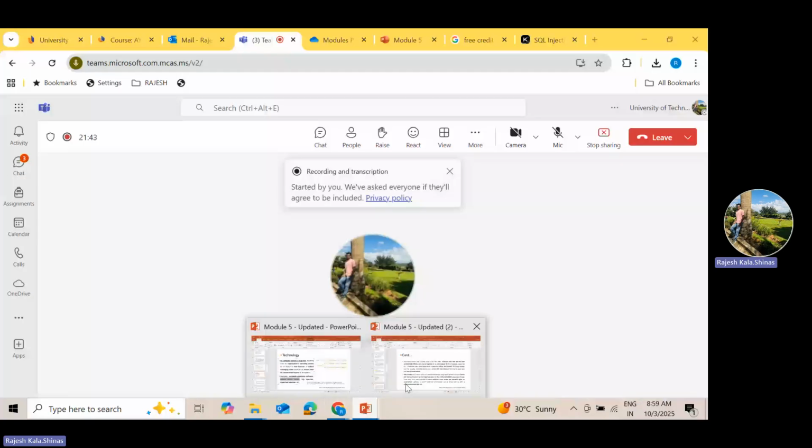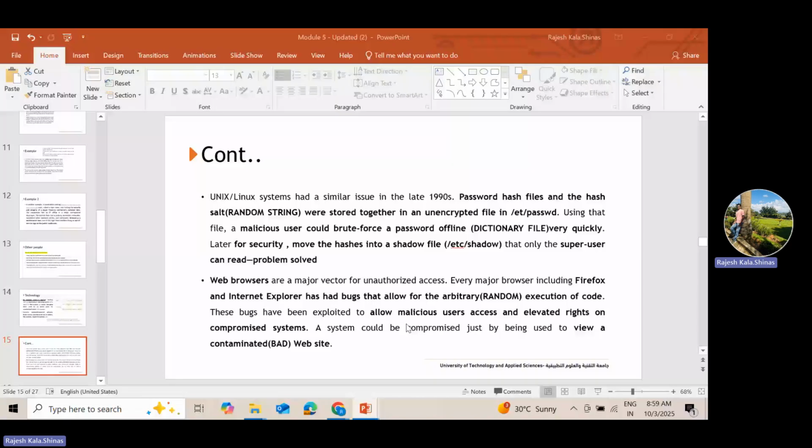Here also sometimes the browsers are not secured. That's why nowadays we are using the Google Chrome browser, because Firefox and Internet Explorer had some issues, bugs, that allow some random code to be executed. Anyone can execute random code so that malicious users can access the machines and compromise the machines, and even users will be redirected to a bad website. That is also possible because there was an issue with the web browser.